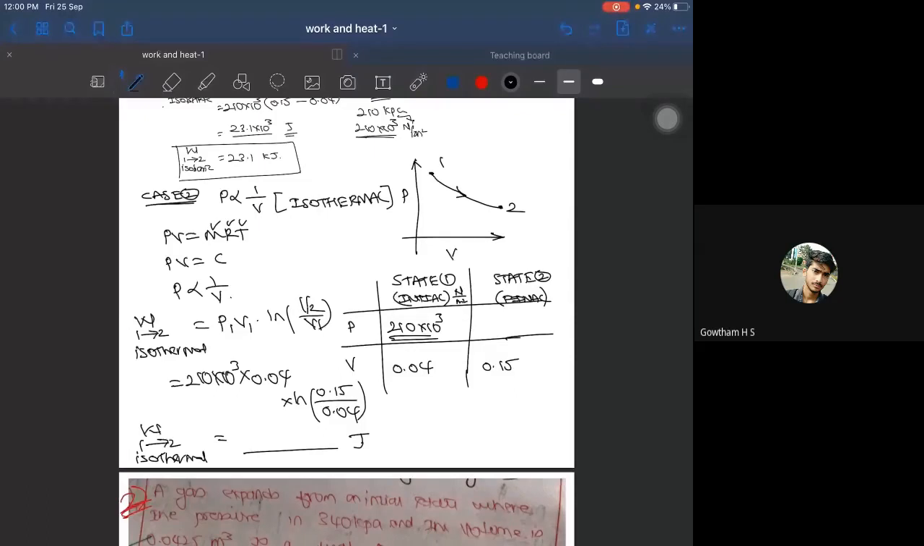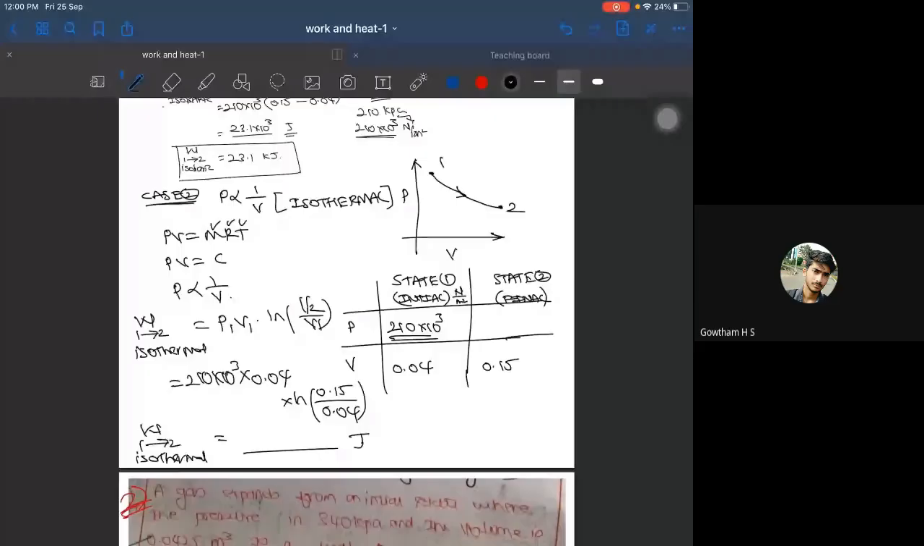Yes, what's the answer? 11,102.75. Okay, 11,102.75. So we can approximately write it as 11 kilojoules, something like that. In and around 11 kilojoules, correct?